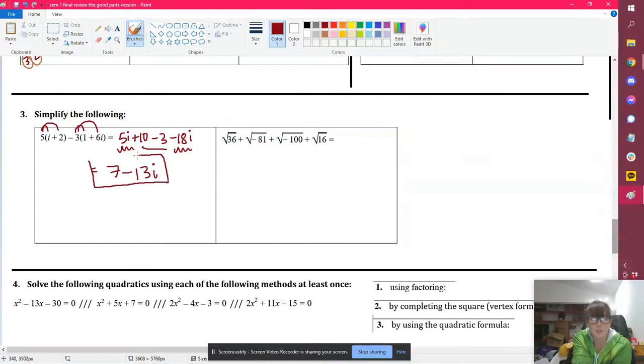At this point, we stop because I can't combine unlike terms. This is a number and something with i's. They're not alike. Oh my god, the cat's going nuts. They're not alike, so we can't add them.